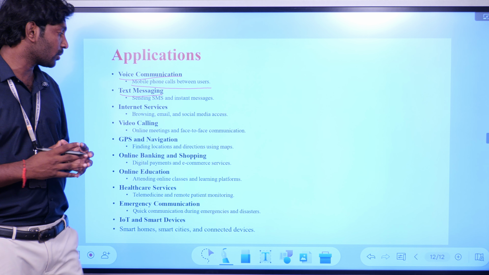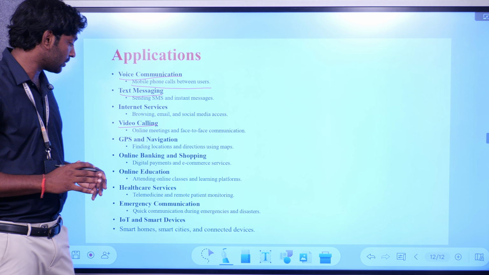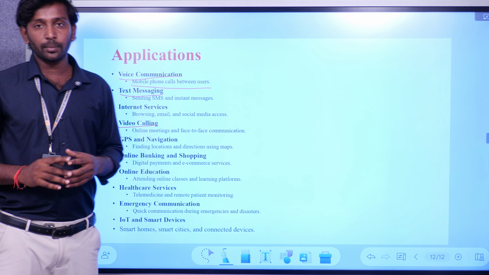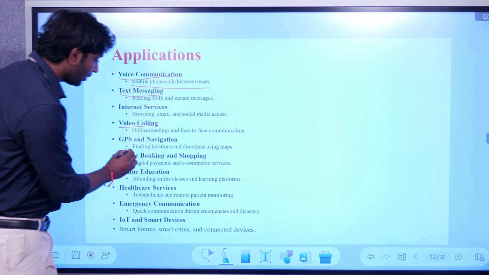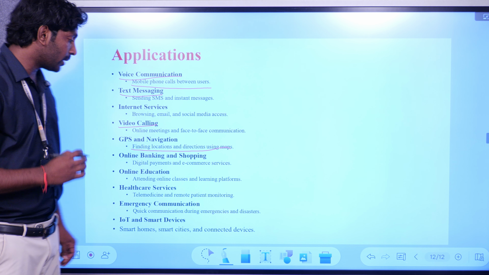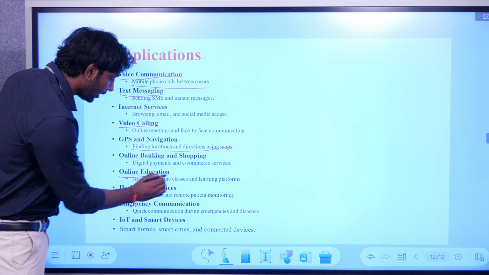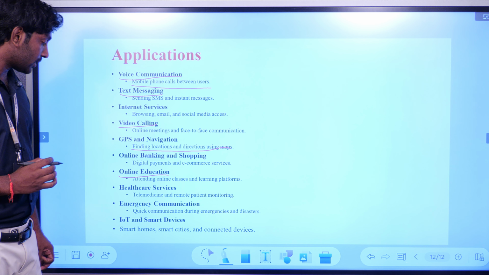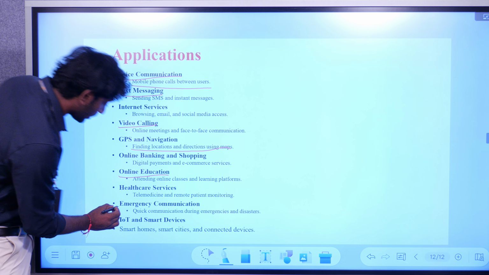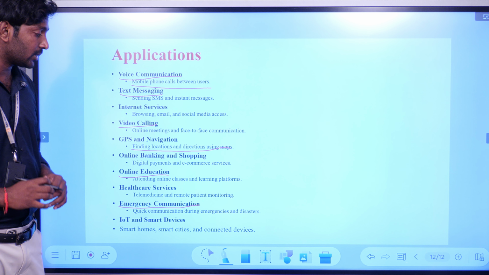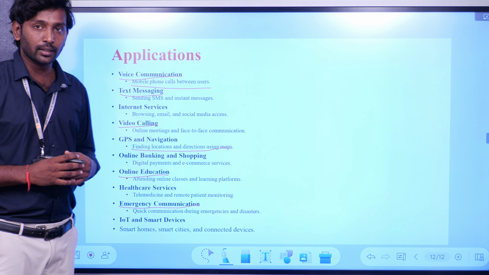So internet services: browsing, email, social media access, video calling, online messaging and face-to-face communication, GPS and navigation. This is one of the biggest advantages in the third generation. Navigation, GPS, finding locations and directions using maps, online banking and shopping, digital payments and e-commerce services, and online education, attending online classes and learning platforms, healthcare services, telemedicine and remote patient monitoring, and emergency communications, quick communication during emergencies and disasters, IoT and smart devices, smart homes, smart cities and connected devices.